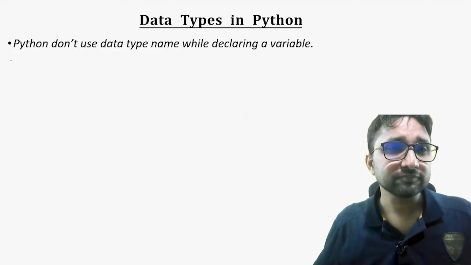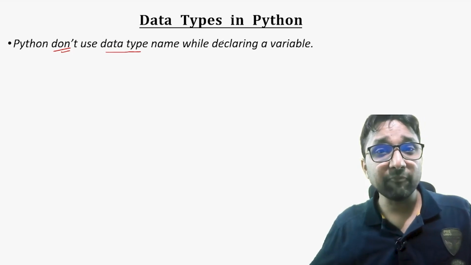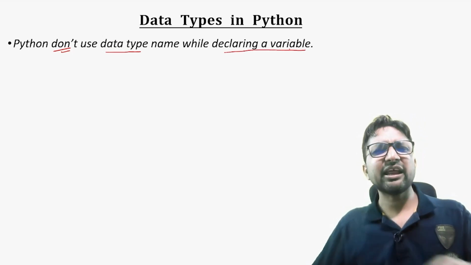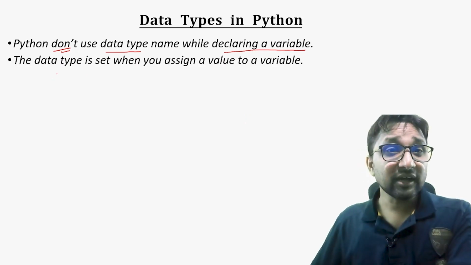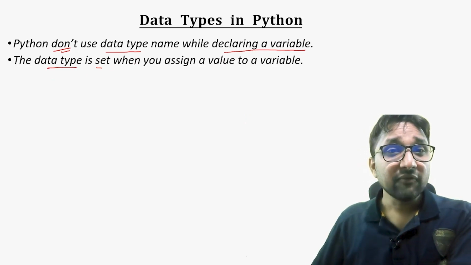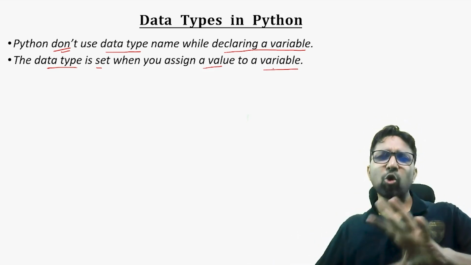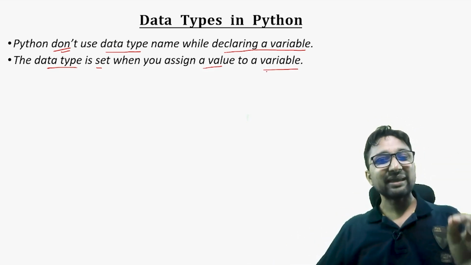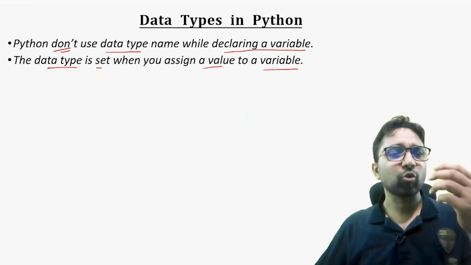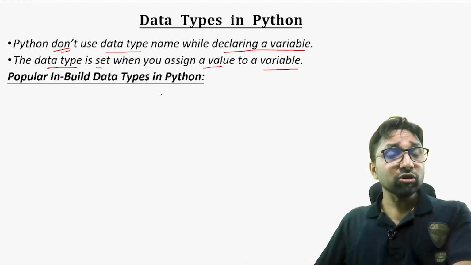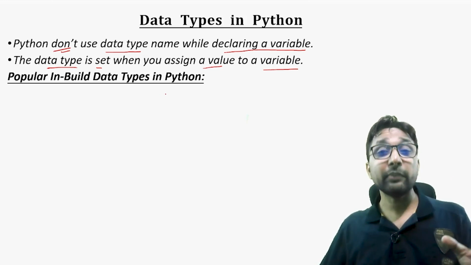Python does not use the data type name while declaring a variable. While declaring, we don't need to write integer, float, any data type name. The data type is set when you assign a value to a variable. So these will be set automatically by Python. Whenever you are assigning an integer value, that will be set by Python automatically. You don't need to worry. Although that doesn't mean that Python doesn't have data types. Python has many inbuilt data types.